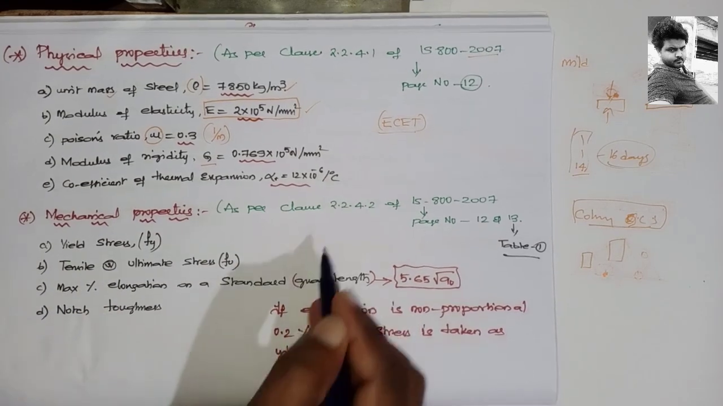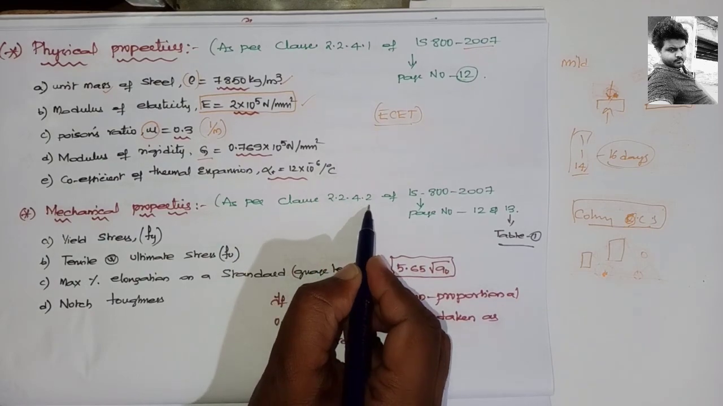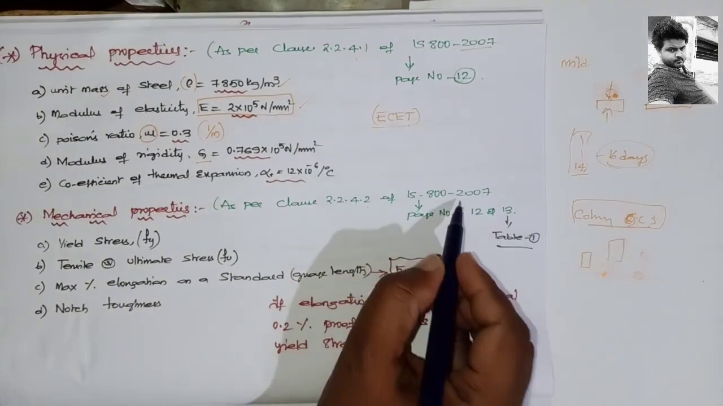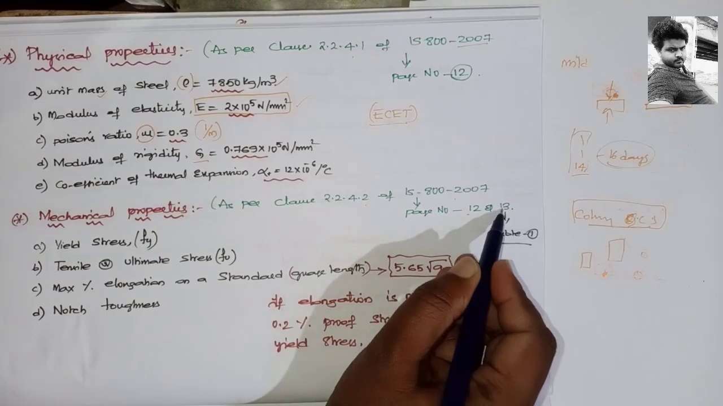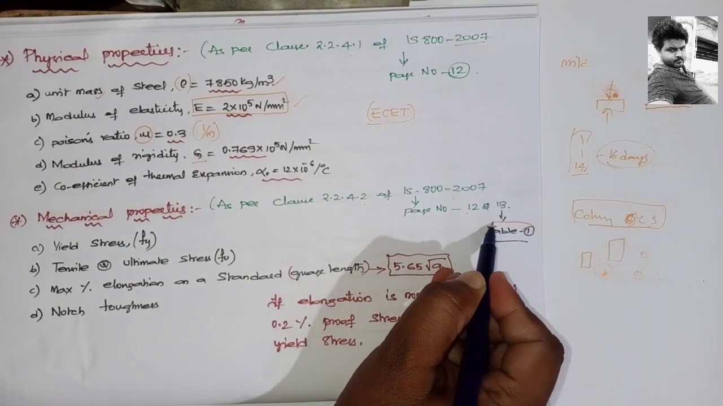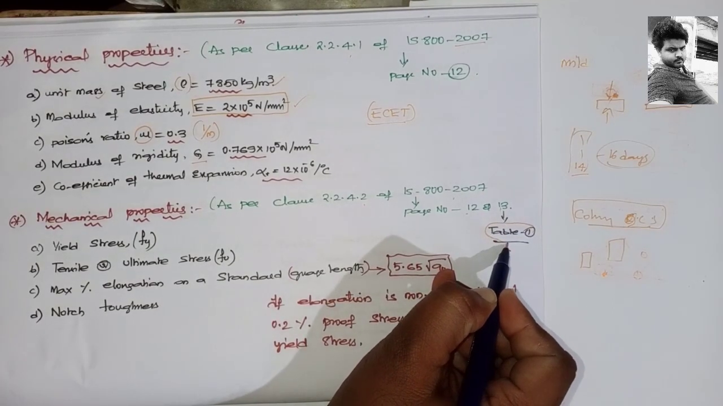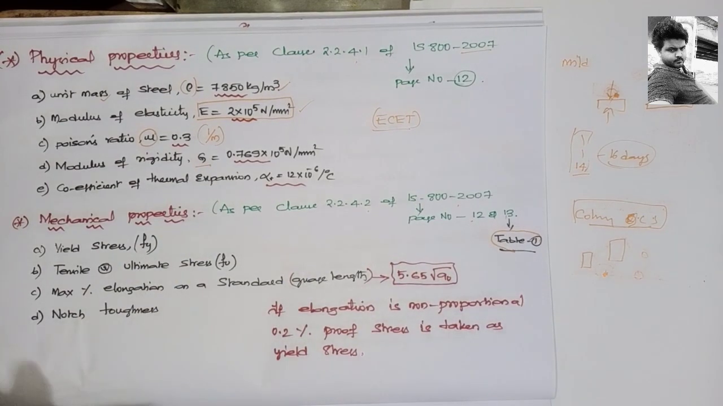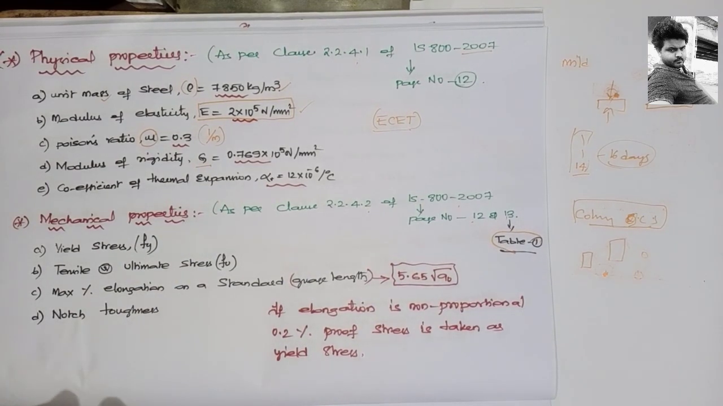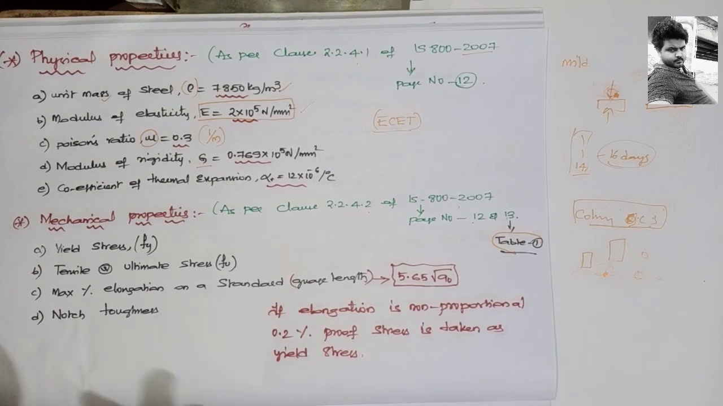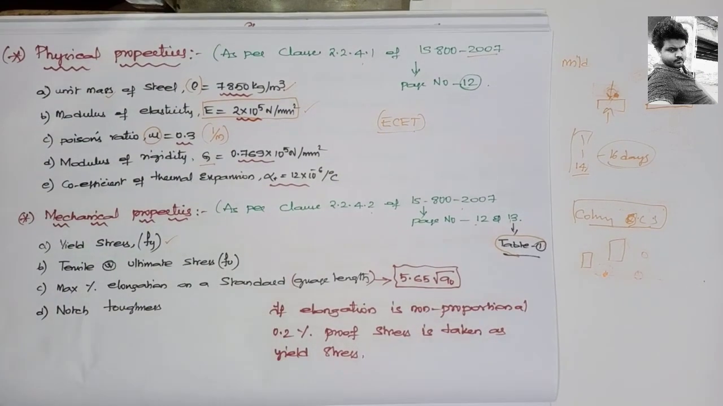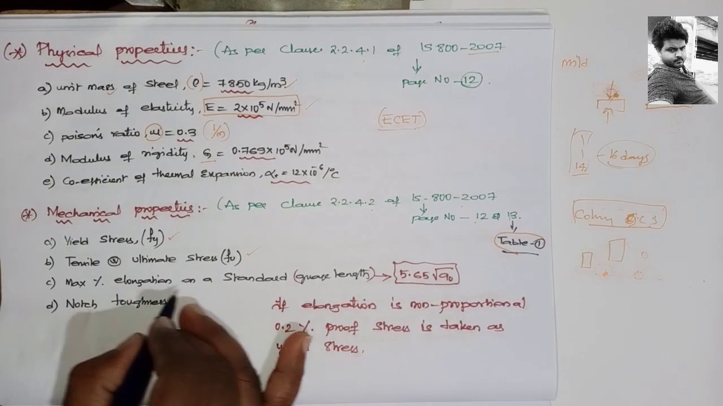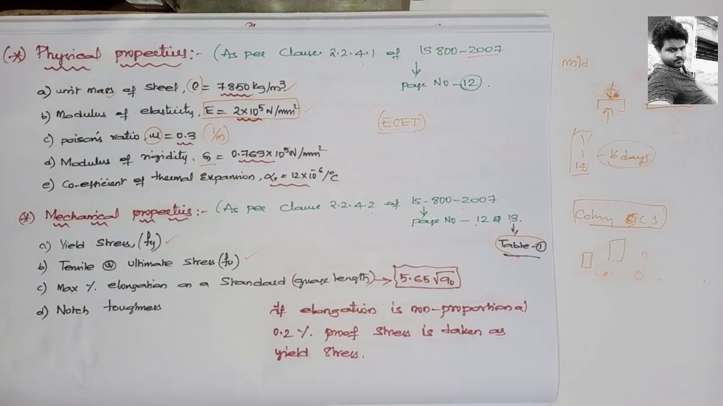This is as per clause number 2.2.4.2 and 4.1 of the same code, and the page numbers are 12 and 13. In Table number 1 of page number 13 of IS 800 2007, you will have different values of steel for different grades. For a particular steel you will have the yield stress, the ultimate stress, and the maximum percentage of elongation.